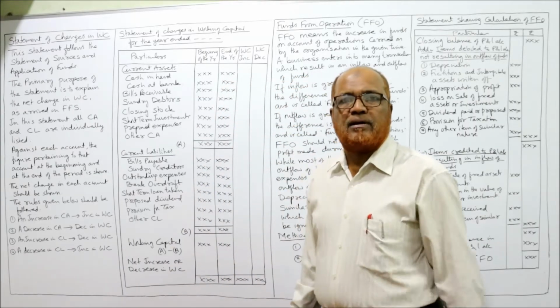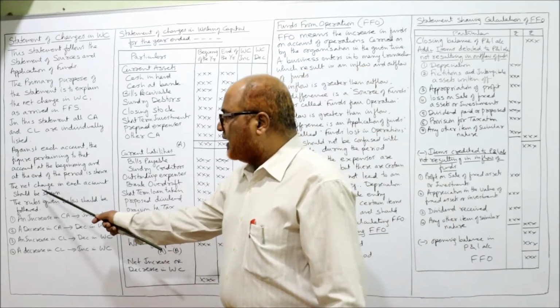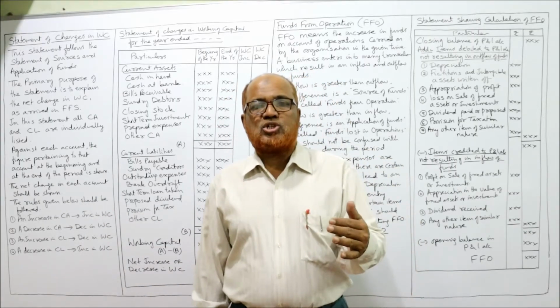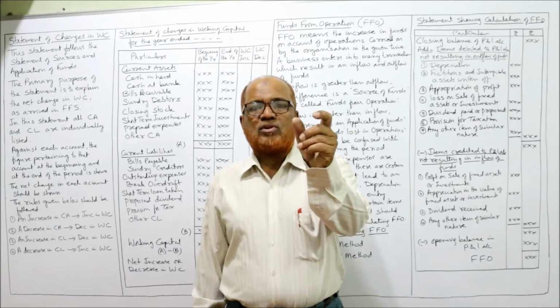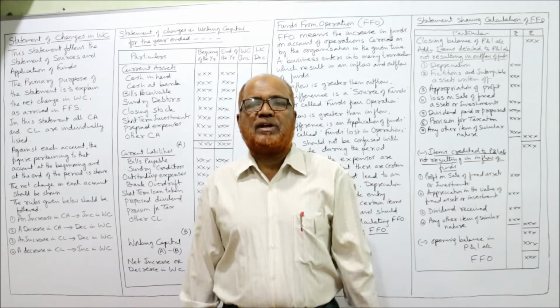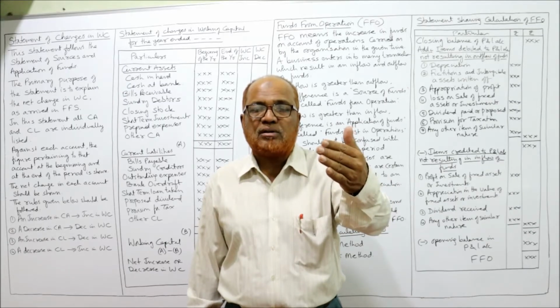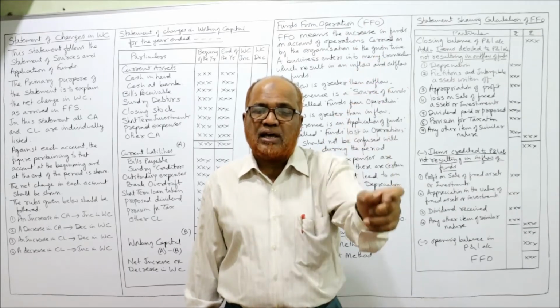Similarly for current liabilities. Now, the net change in each account should be shown. Net change means, for example, last year cash was 10,000 and current year cash is 15,000. So current year cash has increased by 5,000. So we have to write down 5,000 in one column.